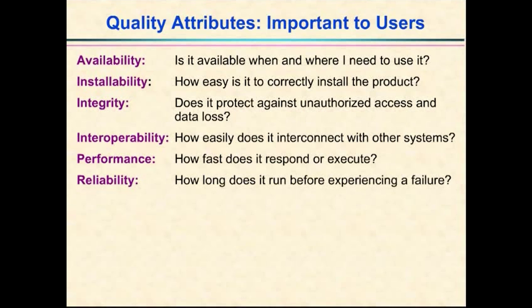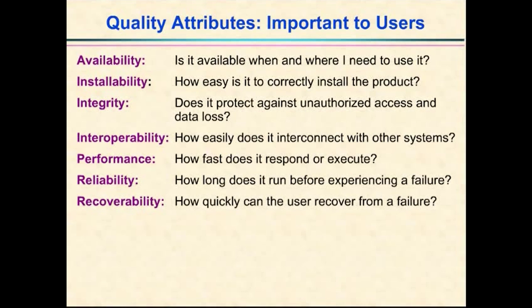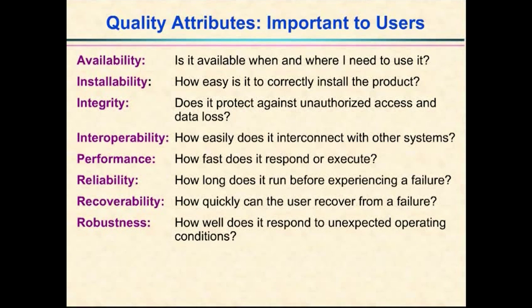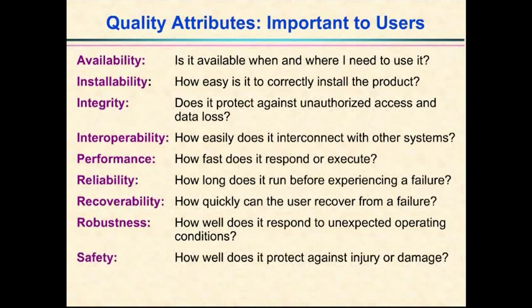Reliable systems can be used for a long time, maybe forever, before a user experiences some kind of a failure. But if the user does experience a failure, how easily and quickly can he recover from that failure and continue working? Robustness describes how well the system responds to unexpected operating conditions. Fragile systems do not handle invalid entries very well, but robust systems do. Sometimes when users are describing a system as handling errors gracefully, they're thinking in terms of the robustness attribute.